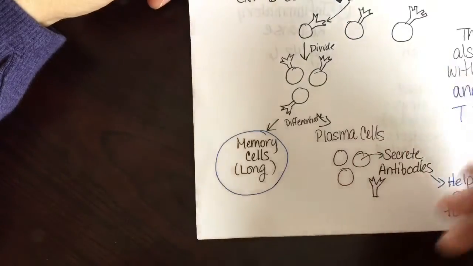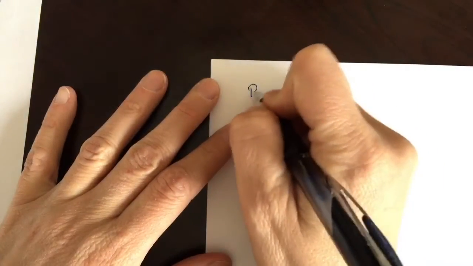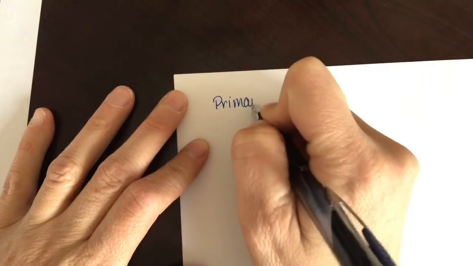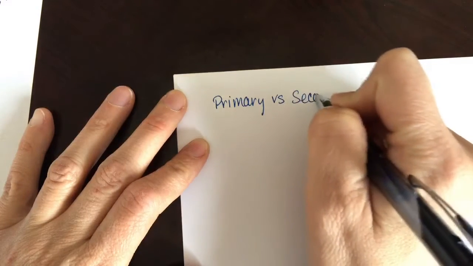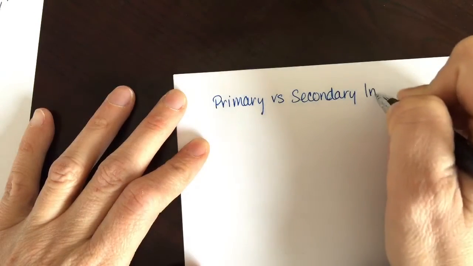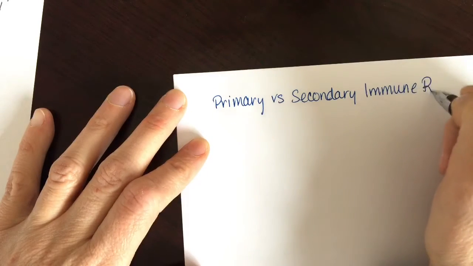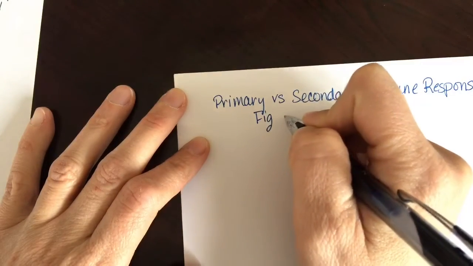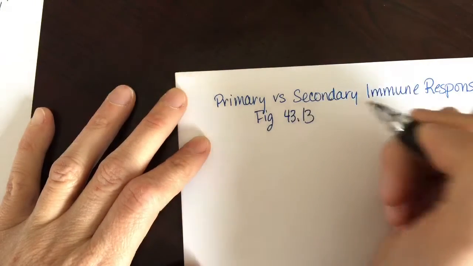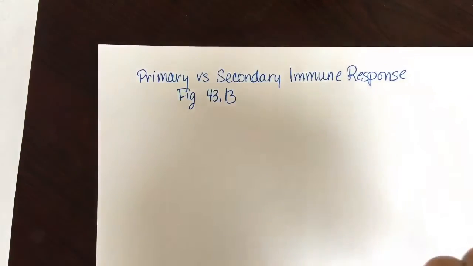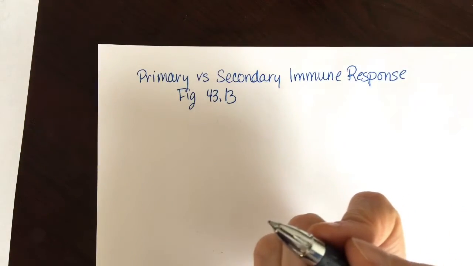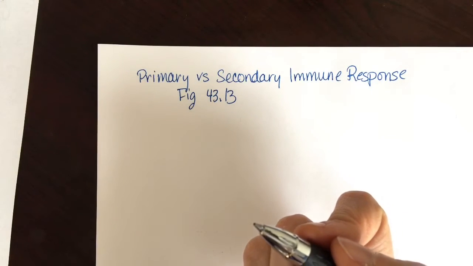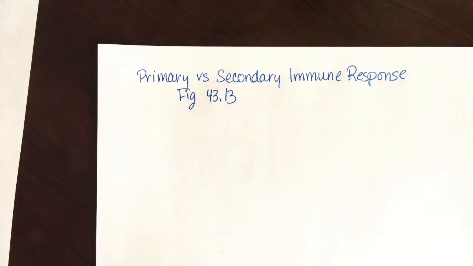And so that's what I want to talk about next, which is primary versus secondary immune response. So, review that. Remember that this is figure 43.13, primary versus secondary immune response. And so the second time you come into contact with the same antigen, you have a much faster fight against that infection.